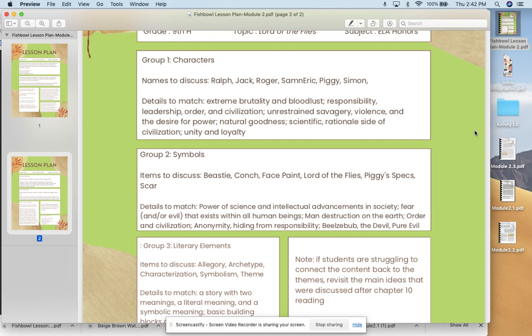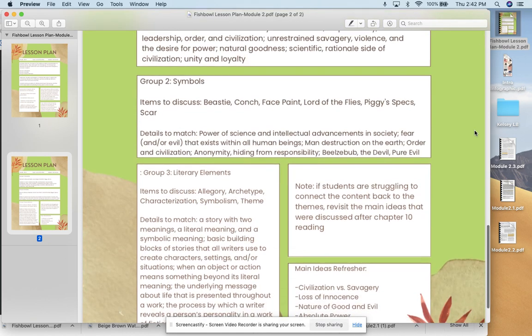So after that, each person in the fishbowl group will discuss their character and follow that similar pattern when they're presenting their information. Group two will progress the same way, except they will move to the symbols. We have some symbols here: the beastie, conch, face paint, the Lord of the Flies, Piggy's specs, and the scar. We also have the details about each of those symbols, and they will follow the same format. They will produce the symbol and the detail about the symbol, and then explain why that symbol is important to the plot, the theme, and how it contributes to the novel.